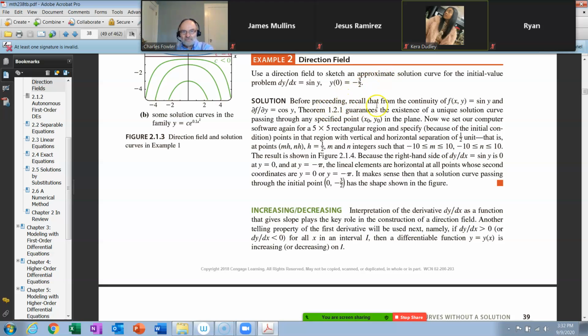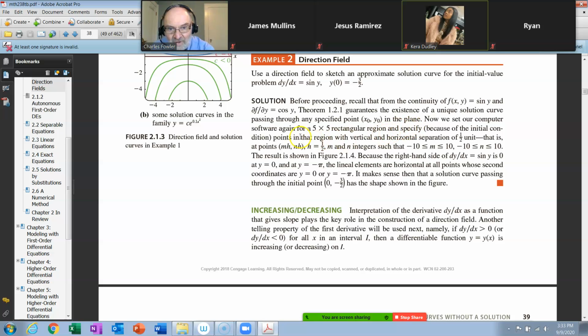They said, before proceeding, recall from continuity, f is equal to sine y. That's continuous everywhere. And the partial of f with respect to y. This is a partial differential equation, kind of, but we're not solving that. We're just taking the partial. Well, I know many of you haven't had that yet. If you take the partial of f, sine y, with respect to y, the derivative of sine is cosine. And that's what they did here. Partial of f with respect to y is cosine y, and that's continuous everywhere. So now we know the solution does exist and it is unique. That's all that was doing.